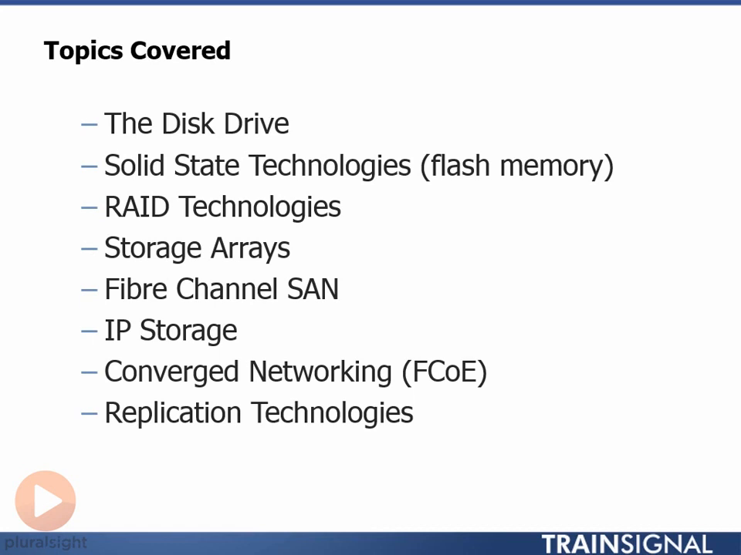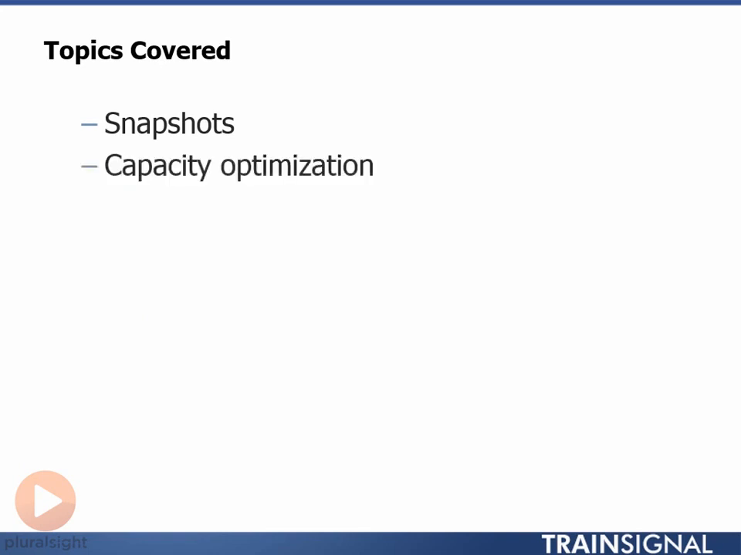Right, time to flip the page. Following on from replication technologies, we'll cover snapshots, and then move on to capacity optimization technologies, interesting and increasingly important technologies such as deduplication, compression and thin provisioning.